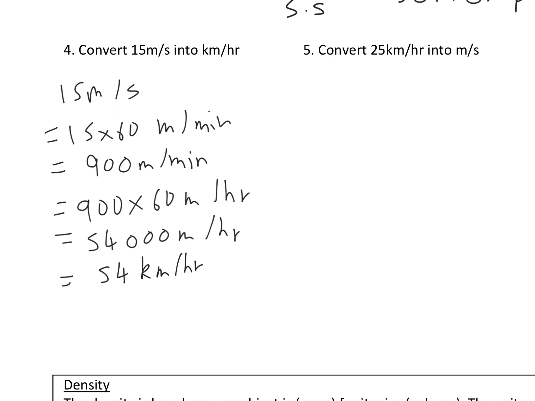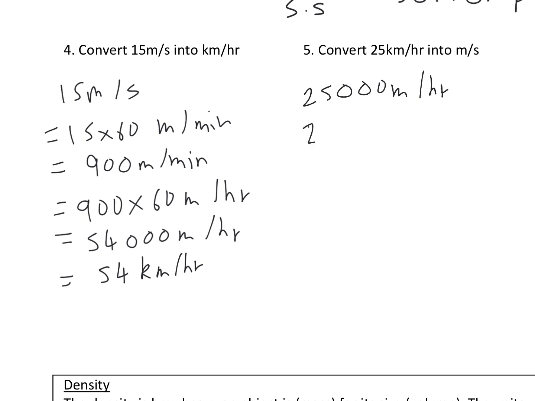Question 5, we're going in the opposite direction. We're going from kilometers per hour to meters per second. I would prefer to change the kilometers to meters first in this question because it makes the number bigger, and then it'll be easier to divide when we go from hours to seconds. So if it does 25 kilometers in an hour, that is 25,000 meters in 1 hour. And then that's kilometers to meters done.